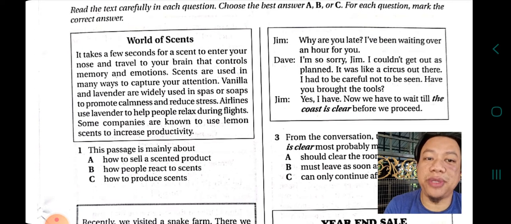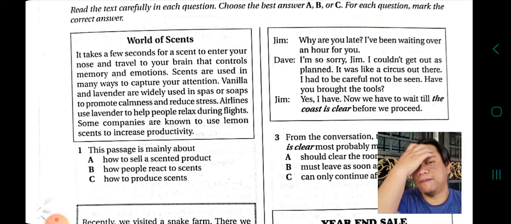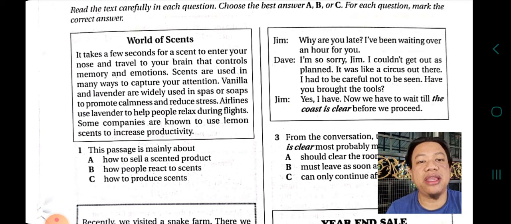Next, look at B: how people react to scents. As usual, find the word scent and find the word react. And the same goes for option A. Before you make a decision, whether A is the answer, B is the answer, or C is the answer, the last step is you go through the text, just to make sure that you have not misread or misunderstood the text. Alright, let us go through the text.